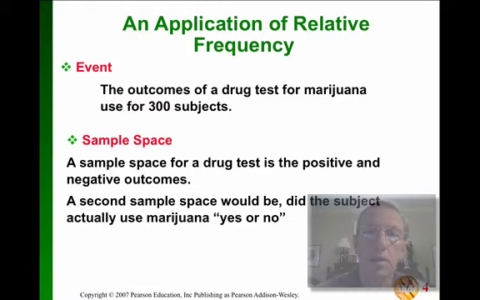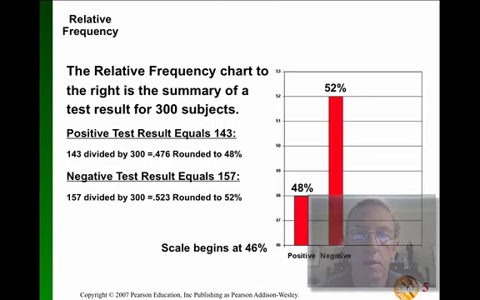We're going to look at 300 test subjects, and the subjects are users of marijuana, non-users of marijuana, and did they test positive or negative. So our first look at it from a probability standpoint is I've got 300 people here that have been tested. 48% were positive, 52% negative. We got those values by dividing 143, the positive tests, by 300, got 48%. 157 divided by 300, 52%.